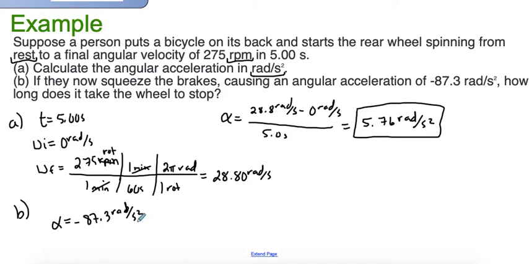Okay, so now for this one, we have to think about what was happening before we squeezed the brakes. Before we squeezed the brakes, we sped it up, and we were getting an acceleration measurement, but what did we speed it up to? We were going 28.8 radians per second. And now for the second scenario, we're looking to get it to stop. So this is going to be my initial, because that's how fast it's going. And this is going to be my final, because we're looking to stop it.